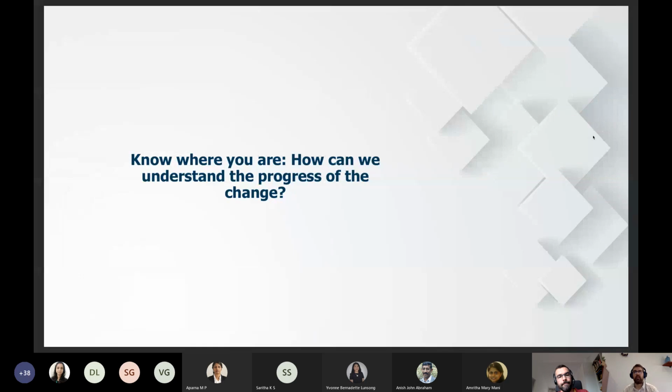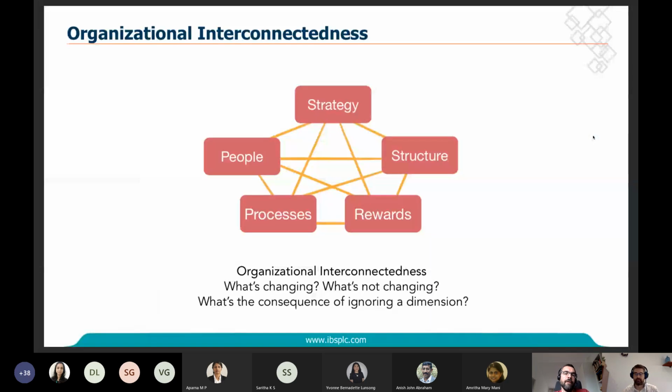Okay, so how do we know where we are? How can we understand how the change is progressing? Coming back to the definition that they gave about an organization: an organization is a group of people working together. We could apply the same here. It's not only a group of people, but people, structures, processes, and many different things that are interacting and helping the organization produce certain results and achieve certain benefits.